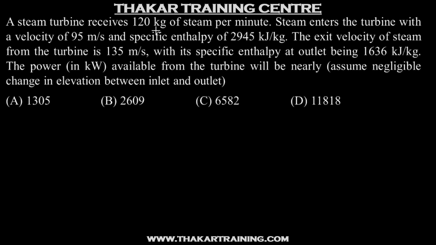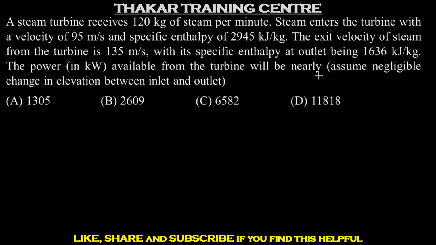A steam turbine receives 120 kg of steam per minute. Steam enters the turbine with a velocity of 95 meters per second and specific enthalpy of 2945 kJ per kg. The exit velocity of steam from the turbine is 135 meters per second with its specific enthalpy at outlet being 1636 kJ per kg. The power in kilowatt available from the turbine will be nearly, and we have to assume negligible change in elevation between inlet and outlet.